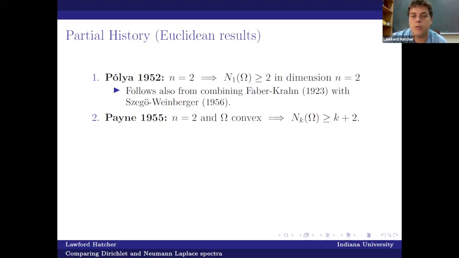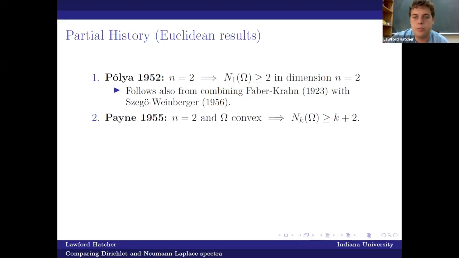able to upgrade this result for convex domains in particular, still working in 2 dimensions, but he got a result that holds for all k simultaneously. So he showed that n_k of Ω is always at least k plus 2. And so if you rephrase this in terms of eigenvalue inequalities, what he's saying is that the (k+2)nd Neumann eigenvalue is always at most equal to the kth Dirichlet eigenvalue.